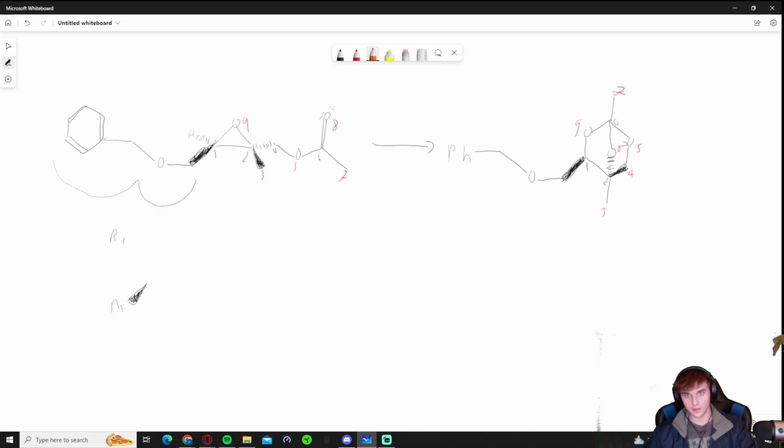Now, this oxygen will go all the way around and attack this from the back, which will then push this bond up onto that oxygen, which will then leave us... I'm going to do it the same way I did in my notebook. Have them too close together.